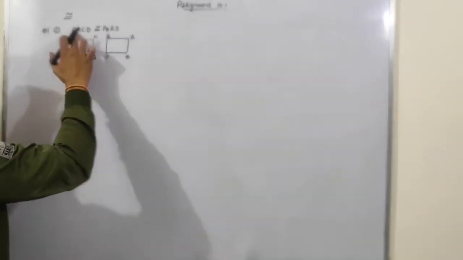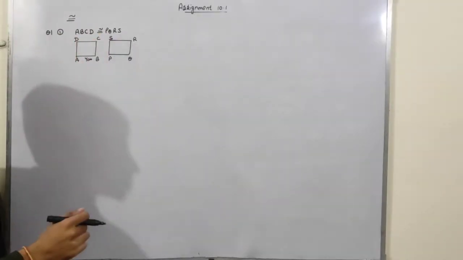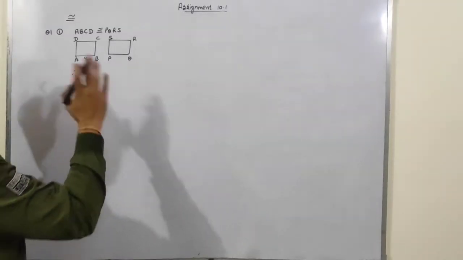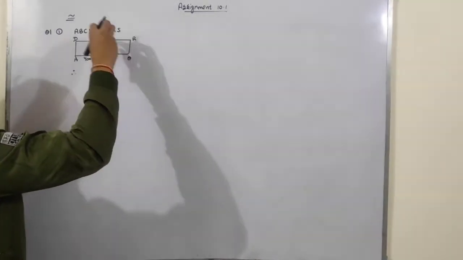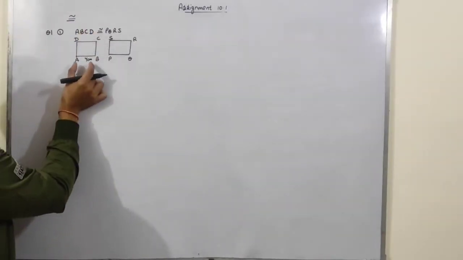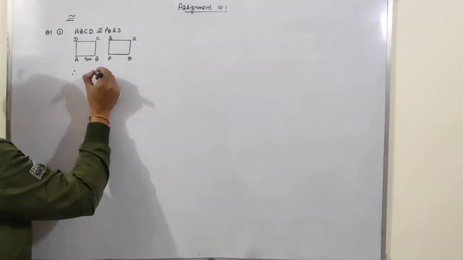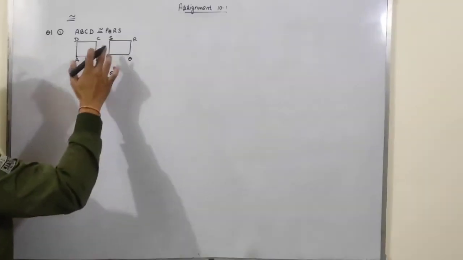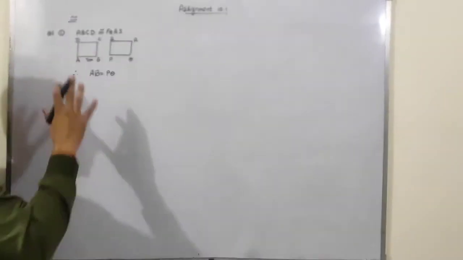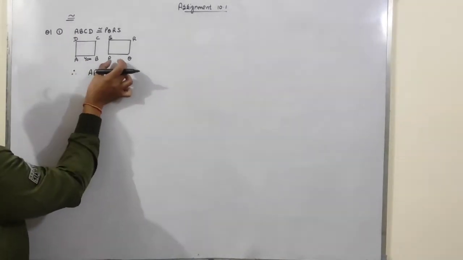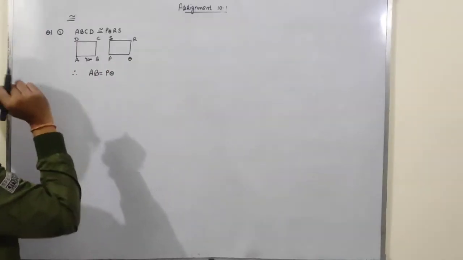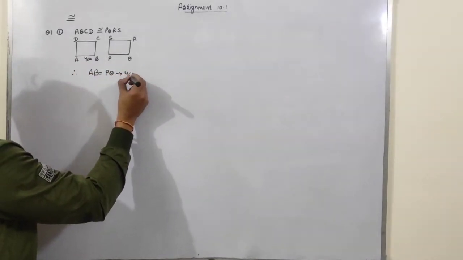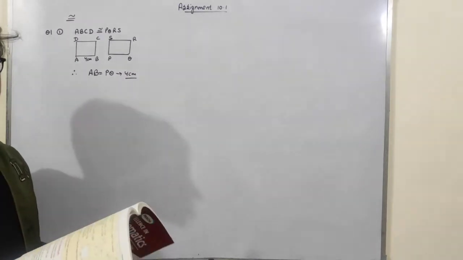Now see students, ABCD is congruent to PQRS. Congruent means they will overlap each other. That means this complete square will overlap this one, so this side is equal to this side. Therefore AB is equal to PQ because they are congruent to each other, and we know AB is 4. This implies PQ is also 4 centimeter. So 4 centimeter is our required answer.